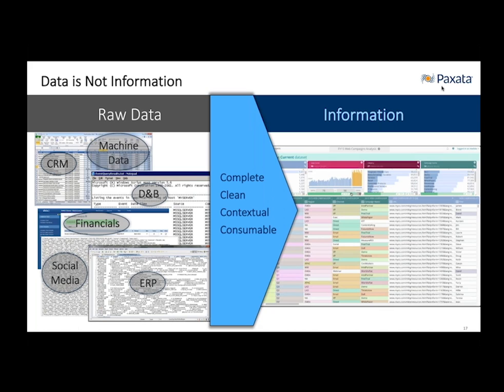How do you make it contextually relevant to the business problem you need to solve at hand? That context often comes from third-party data sets that you use to enrich your internal transactional data, so you can add a lot of business meaning to what you're working on. And finally, even if you do those first three things, if you can't consume the information, if you can't make it useful in a BI tool or analytical application or predictive model, then it's not very useful to you. So for us, raw data becomes information when it's complete, clean, contextual, and consumable.